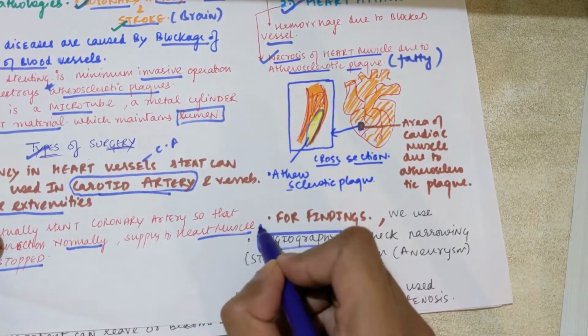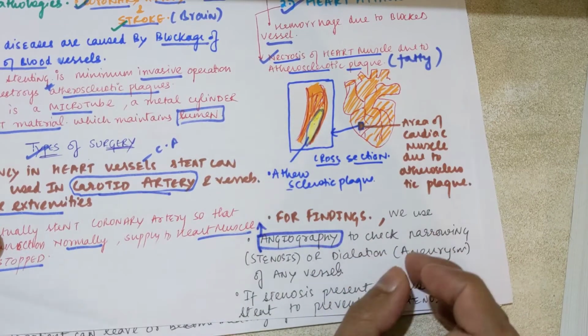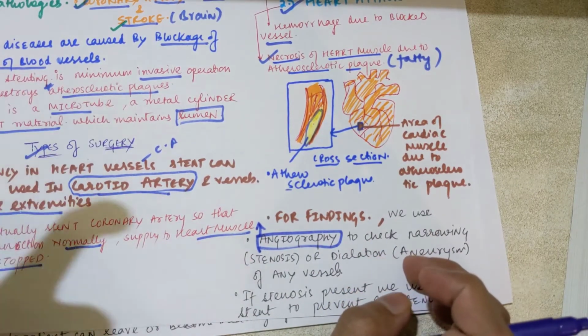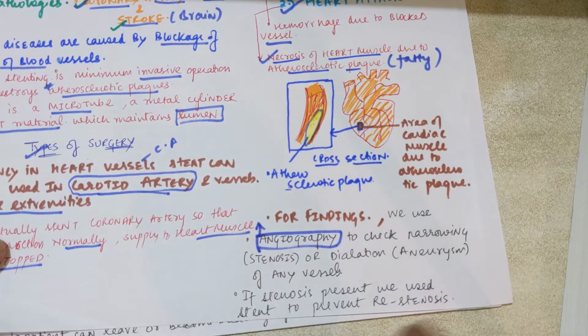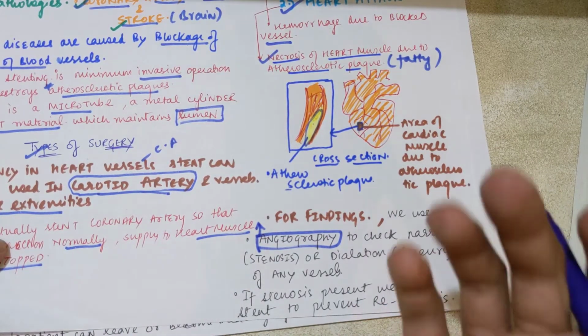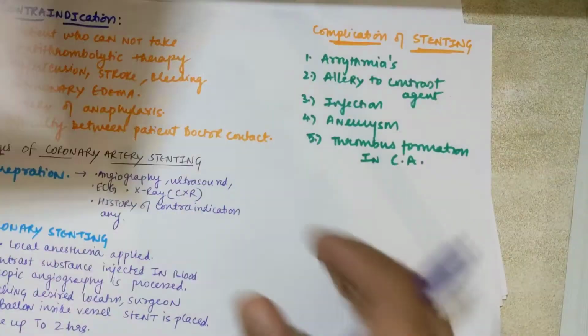Diagnostic method, we have the angiography to check if there is any stenosis, okay, the narrowing, or dilation, aneurysm, inside the blood vessel. So if stenosis is present, we treat or prevent it by placing the stent to prevent re-stenosis. Okay, so this much is clear.